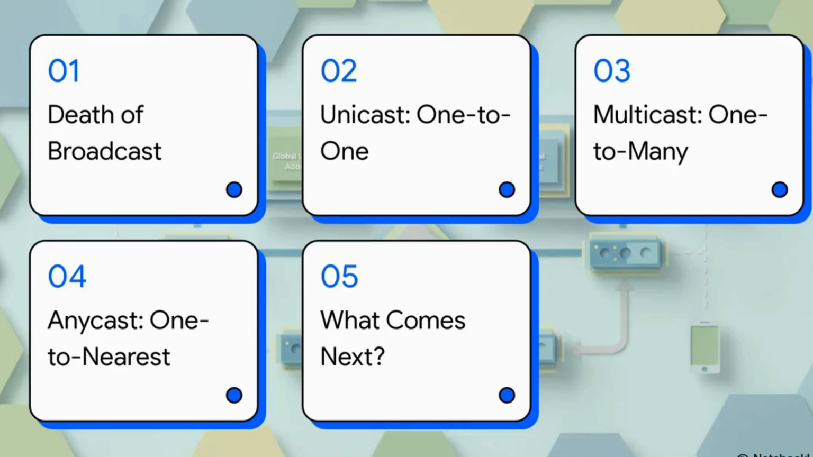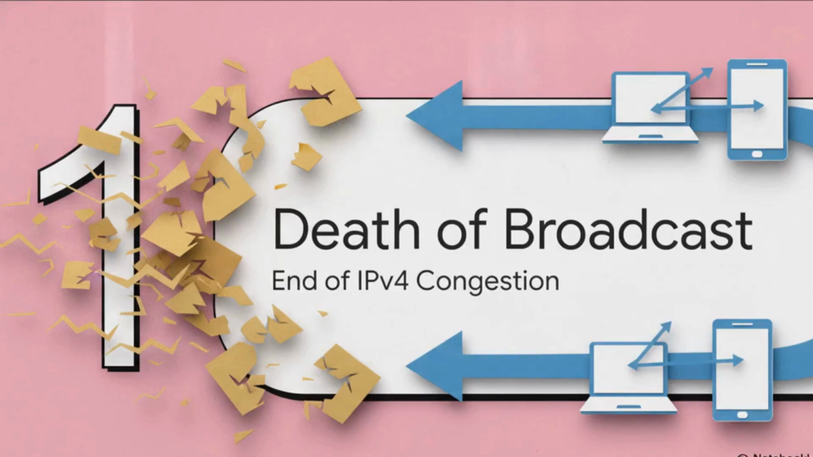Okay, here is our roadmap for this explainer. 1. The death of broadcast. 2. Unicast, which is one-to-one. 3. Multicast, or one-to-many. 4. Anycast, one-to-nearest. And 5. What comes next? All right, part 1, the death of broadcast.